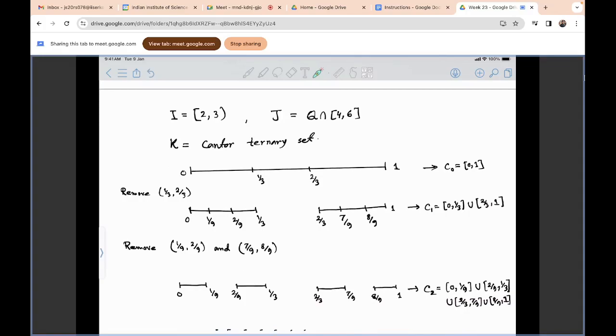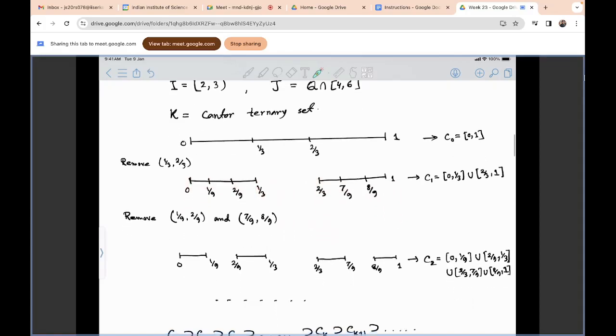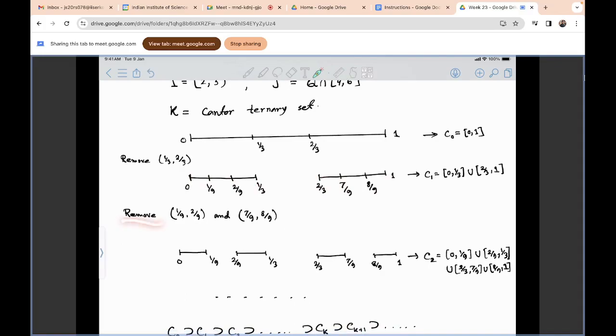Now again write 0, 1 by 9, 2 by 9. This is 3 by 9, it's 1 by 3. Here it will be 4 by 9, here 5 by 9, 6 by 9 which is 2 by 3, 7 by 9, 8 by 9, and 9 by 9 is 1. So in the next step, what you will do? You will remove these two open intervals, 1 by 9 to 2 by 9 and 7 by 9 to 8 by 9.